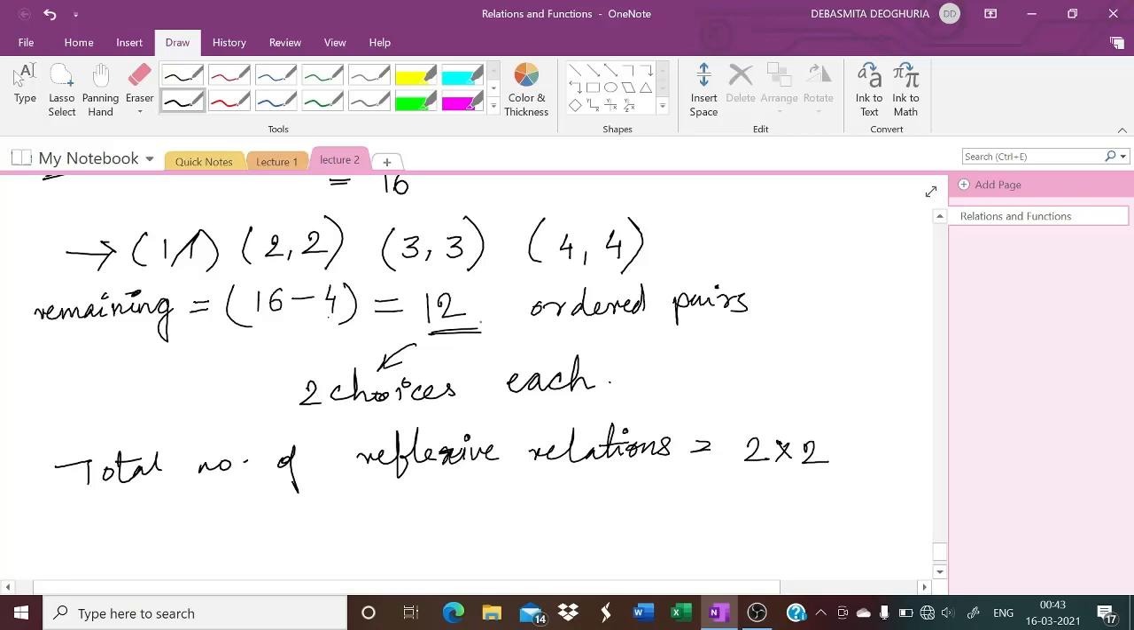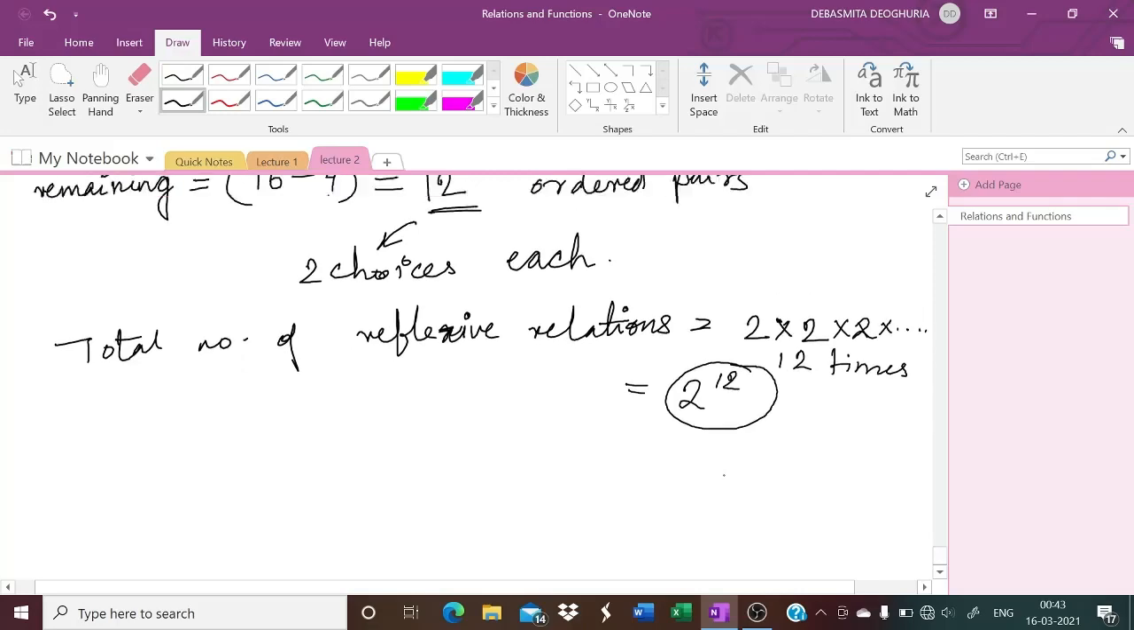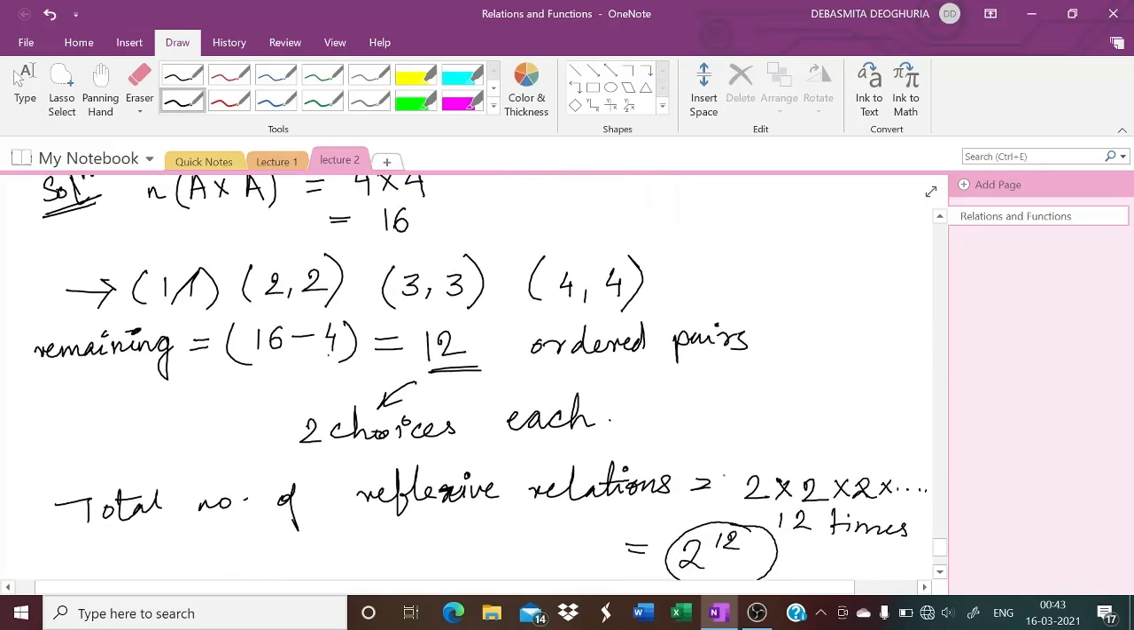Yes or no, yes or no. So each of them will have two options. And 12 times, so that would be how much? 2 to the power 12. So 2 to the power 12 would be the number of reflexive relations from set A to set A.